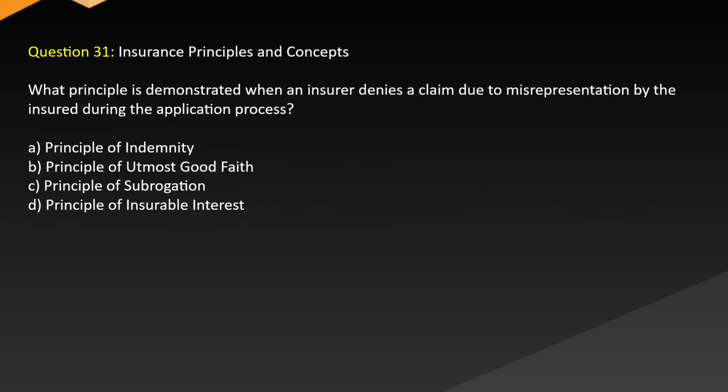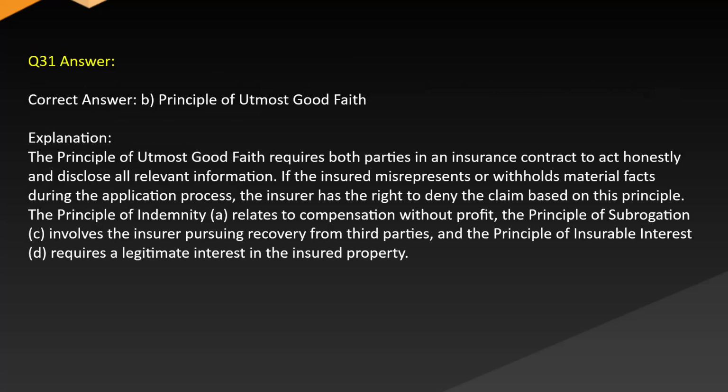Question 31. Insurance principles and concepts. What principle is demonstrated when an insurer denies a claim due to misrepresentation by the insured during the application process? A. Principle of indemnity. B. Principle of utmost good faith. C. Principle of subrogation. D. Principle of insurable interest. Correct answer: B.